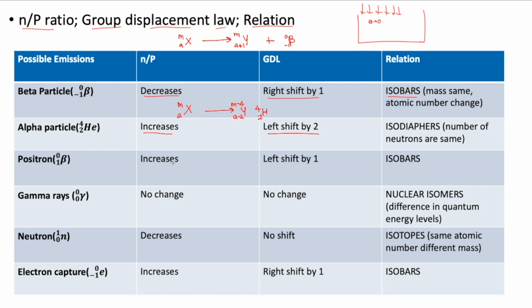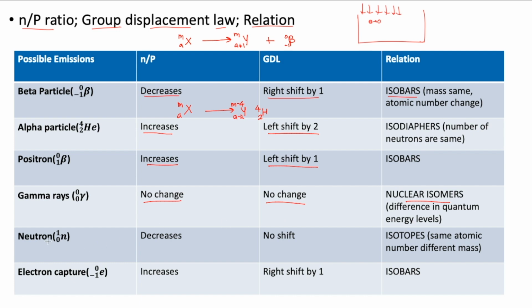Next is positron decay. It also increases the n by p ratio and gives a left shift by 1 unit. And what is the relationship between the reactant and the product? For beta particles, they are isobars. For alpha particles, they are called isodiaphers, meaning the number of neutrons is the same. And in positron decay, the elements you get are also called isobars. In gamma rays, there is no change in the n by p ratio and no change in group displacement, that is, they do not shift anywhere. These are called nuclear isomers. They differ in the quantum energy level.